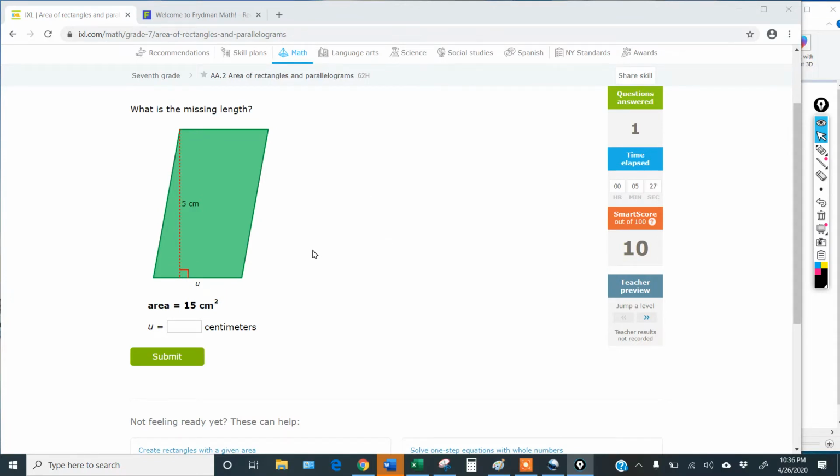What is the missing length here? Okay, so now we have to be a little bit clever here. So again, this is a parallelogram. Our formula is simply the area. I'm going to write the whole equation out this time. The area equals the base times the height. Now, in this case, we're given the area. We're told that the area is 15 square centimeters.